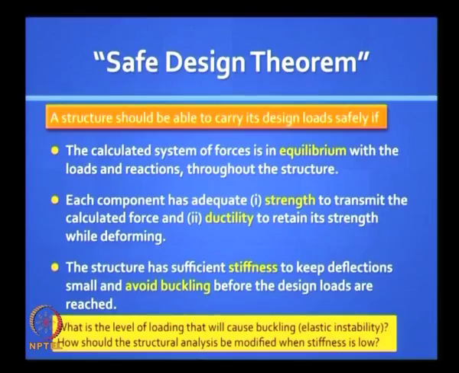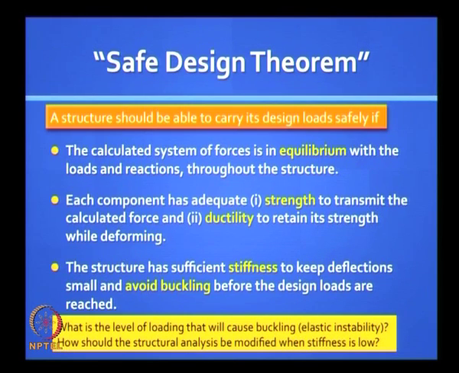So we are going to look at those kind of problems in continuous beams and in frames, multi-storied frames, where you have this possibility of buckling, which you must necessarily avoid if you want to have a safe design, because you can have a disastrous failure of that structure. So what is the level of loading that will cause such an instability, and how should the structural analysis be modified when the stiffness is low? When the stiffness is low, you will have second order effects coming in. We will look into that.